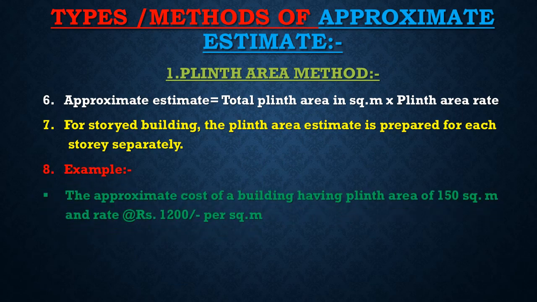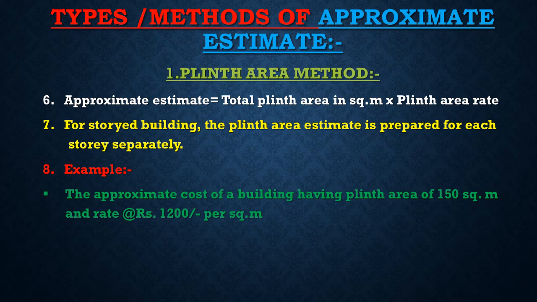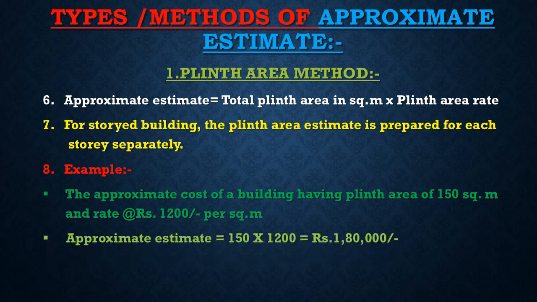One example: find the approximate cost of a building having a plinth area of 150 square meter and a rate of about rupees 1200 per square meter. We know the formula: approximate estimate is equal to total plinth area multiplied by rate. Here plinth area is 150 square meter and rate is 1200 per square meter. Therefore approximate estimate is equal to 150 multiplied by 1200, which is equal to rupees 1,80,000. This is the approximate cost by this method.